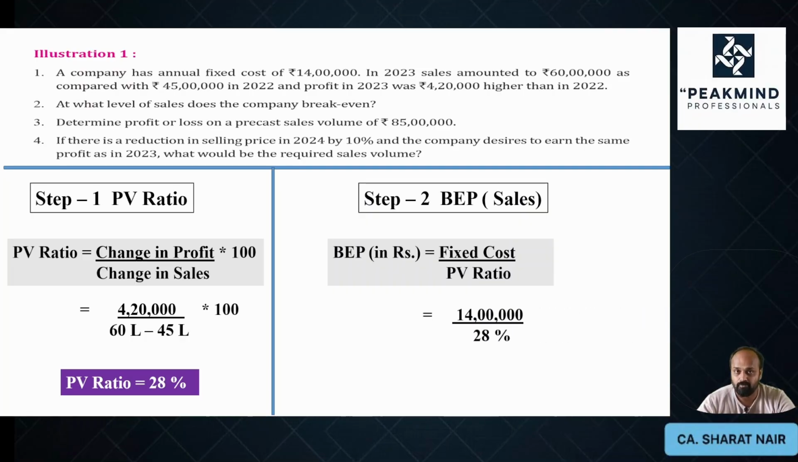Fixed cost is given as 14 lakh and the PV ratio which we have now computed is 28%. So break-even sales value becomes rupees 50 lakhs. Thus, we have solved that part of the question.